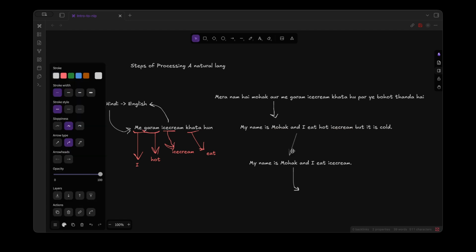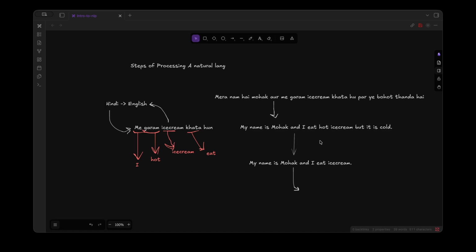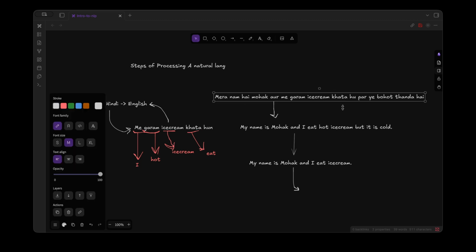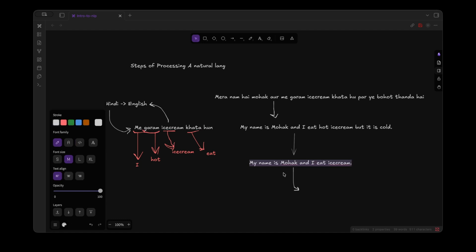This is a language. Don't go कि ये क्या बोल रहा हूँ मैं, what is the meaning of this, what might be the outcome from it, just understand this. So मेरा नाम है मोहक और मैं गर्म आइसक्रीम खाता हूँ पर ये बहुत ठंडा है, ठीक है? इसको मैं कन्वर्ट कर रहा हूँ इंग्लिश पे. What will be the English? My name is Mohak and I eat hot ice cream but it is cold. Okay, what will be the correct one? The correct one is my name is Mohak and I eat ice cream but it is cold, right?